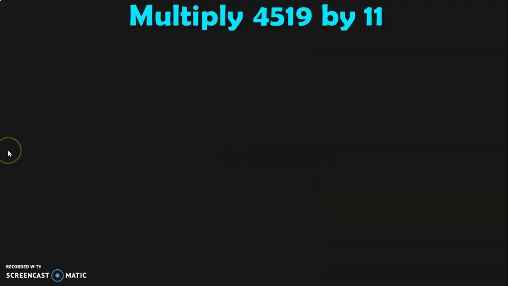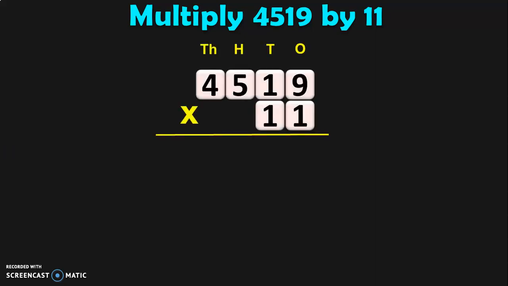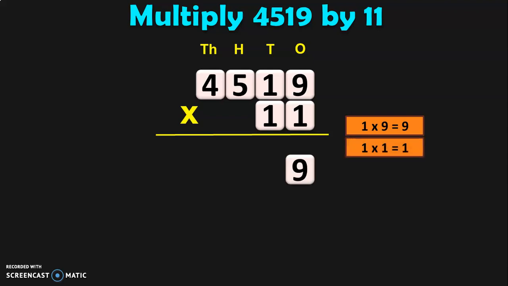Let us do the next sum to understand the concept of 4-digit number multiplication by 2-digit number multiplication better. So we have 4,519 by 11. So first write down their place values and write 11 in the ones and tens place because it is a 2-digit number. Next begin the multiplication from the ones place. 1 into 9 is 9. Next 1 into 1 is 1. 1 into 5 in the hundreds place is 5.